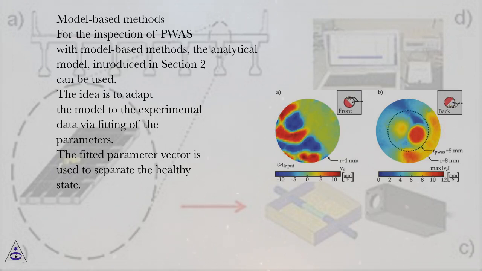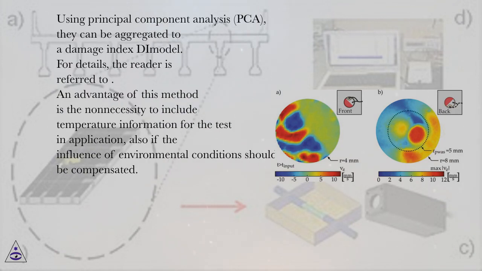Model-based methods. For the inspection of PWS with model-based methods, the analytical model introduced in Section 2 can be used. The idea is to adapt the model to the experimental data via fitting of the parameters. The fitted parameter vector is used to separate the healthy state. Using principal component analysis, PCA, they can be aggregated to a damage index. For details, the reader is referred to.